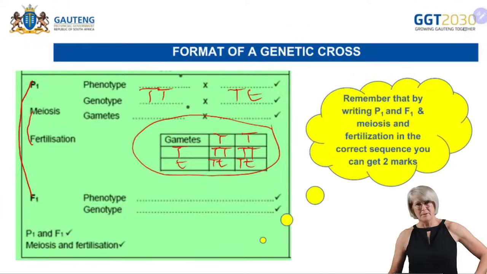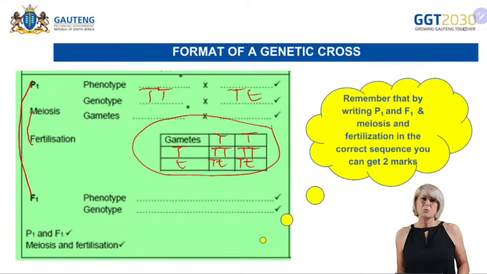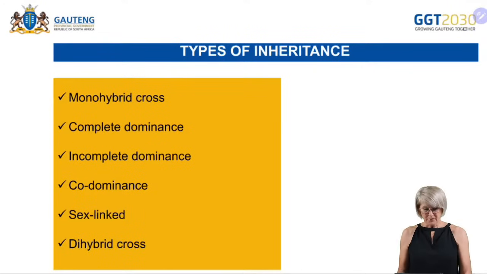So remember, there's your free marks, and we're always looking for free marks. Okay, that ensures that we either pass or we're getting our distinction or whatever we are going for. Okay, so, look at how you set out the genetics cross. Right, then we're going to have a look at the types of inheritance.